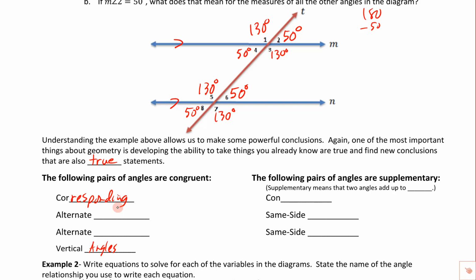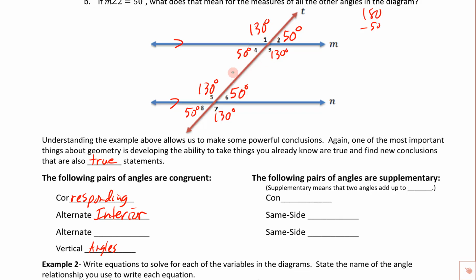The next thing we want to look at is this. On the inside, this is 50 and this is 50. Now notice it's across the transversal on the inside, so these are alternate interior angles. These are across from each other on opposite intersections. Same thing with these. So 3 and 5 are alternate interior, 4 and 6 are alternate interior, and they're congruent. The 50 with the 50 and the 130 with the 130.